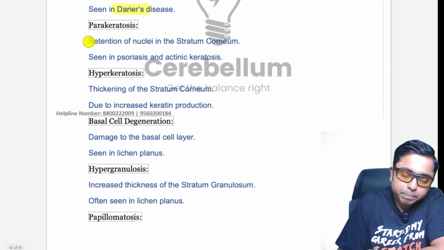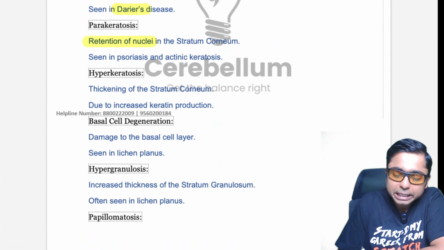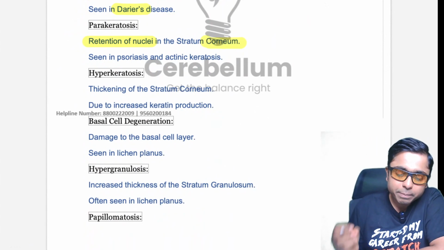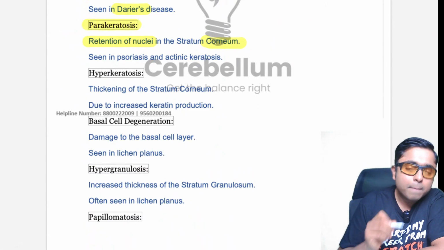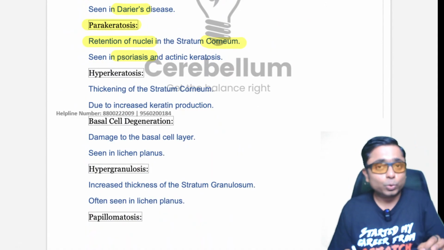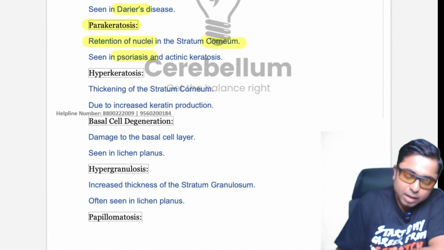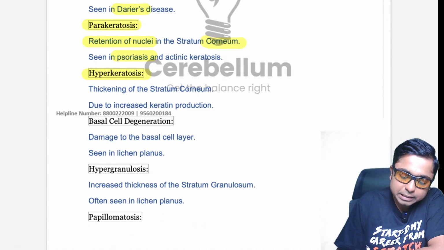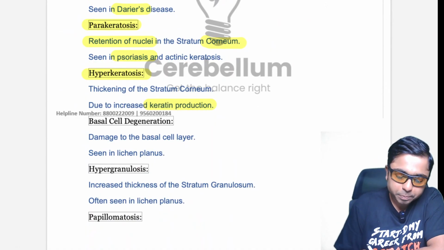Remember, this is a retention or persistence of the nucleus in the stratum corneum. Remember, stratum corneum is a dead layer. It should not have any nuclei, but if nuclei are present, we call it parakeratosis. And it can be seen in very important conditions, psoriasis, papulosquamous disorders. Next, thickening of the stratum corneum is called hyperkeratosis, and it is due to increased keratin production.